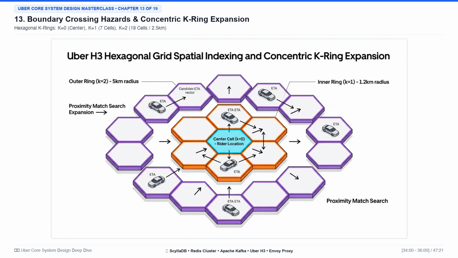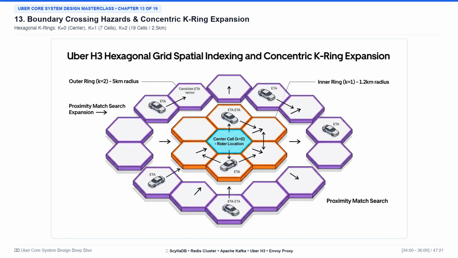Explain the pipelined part of that. Why not just ask for them one by one? Because latency. Instead of asking Redis for cell 1, waiting for the answer, then asking for cell 2, the pipeline sends all 19 requests to Redis in a single network packet. Oh, wow. Redis processes them in bulk and returns all the active drivers in that 2.5-kilometer bubble in a single response. So it grabs a massive pool of potential drivers instantly.